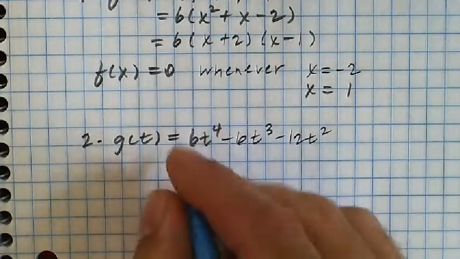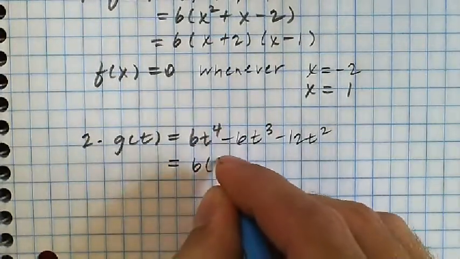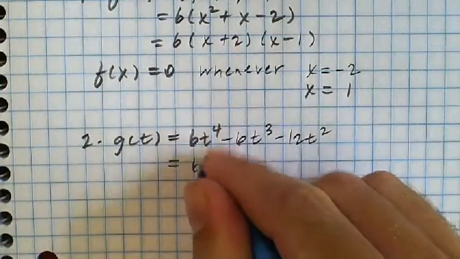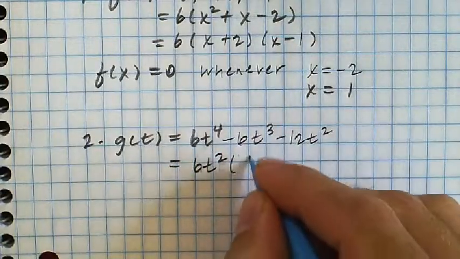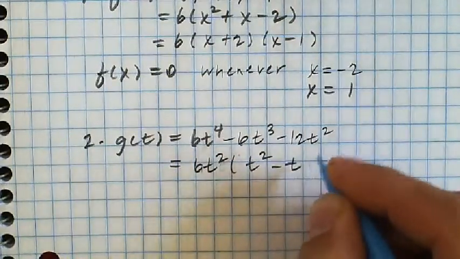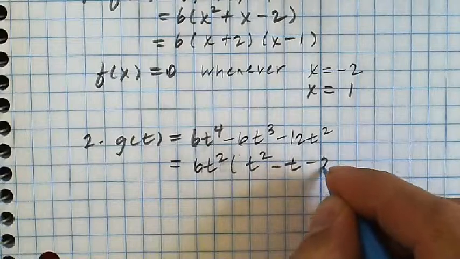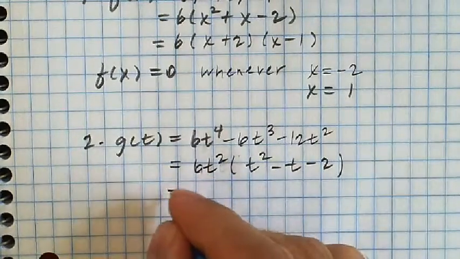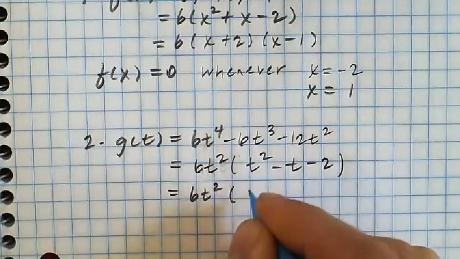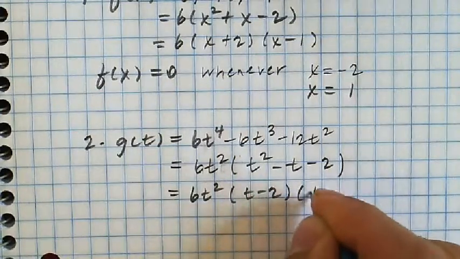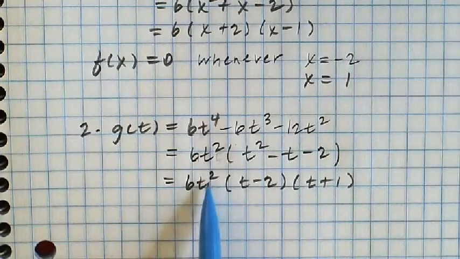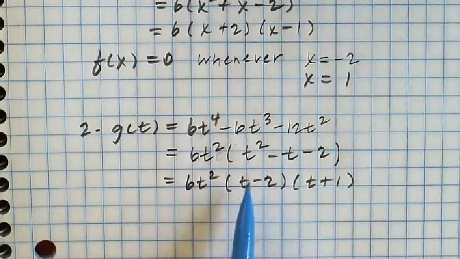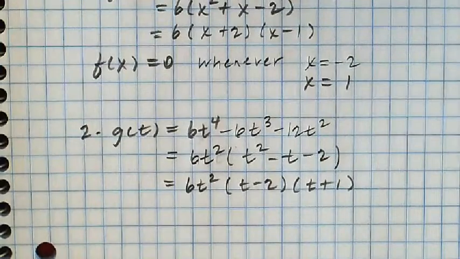So what I'm going to do is start by factorizing it. Actually, maybe I'll take out the 6 and the t squared that's common to all 3 terms. That would be smart. And I would have to multiply that by negative 2. Okay, so that's 6t squared times t minus 2 times t plus 1. Now I know that this thing is equal to 0 whenever 6t squared is equal to 0. Now that only happens when t is equal to 0, when t is equal to 2, or when t is equal to negative 1. So those are the places where the sign could potentially change.